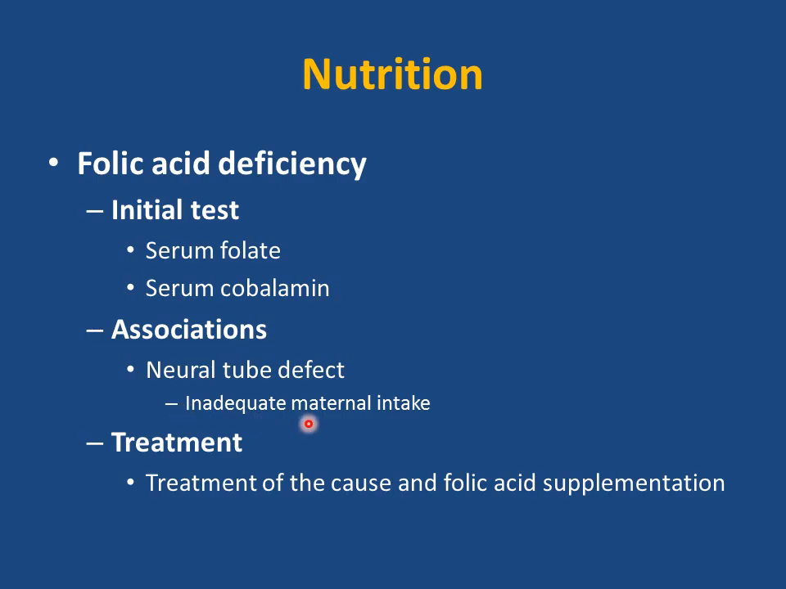Also, if the mom is not taking enough folic acid even before pregnancy, the child is at risk of developing neural tube defect, for example spina bifida or myelomeningocele. The treatment of the cause: this is number 1. Then after that you supplement with folic acid.